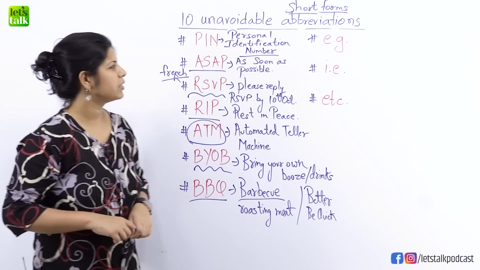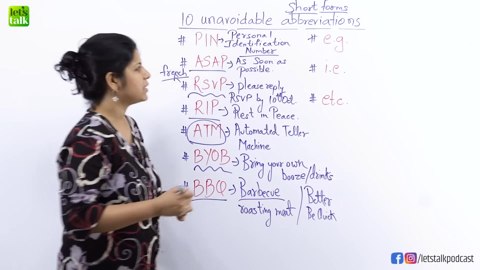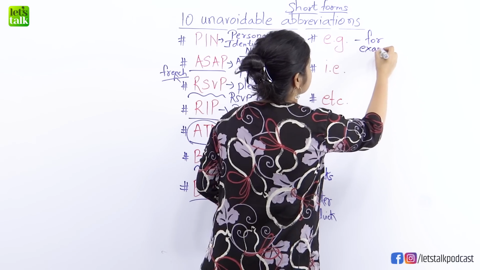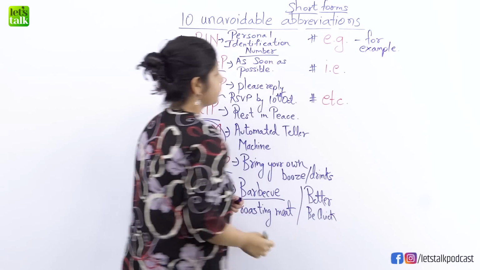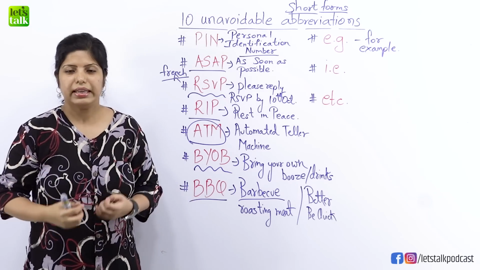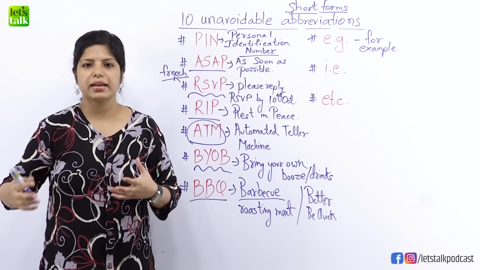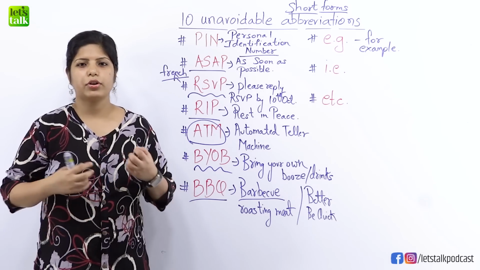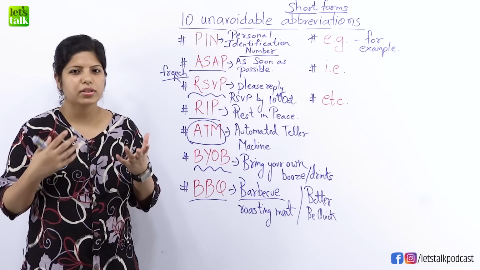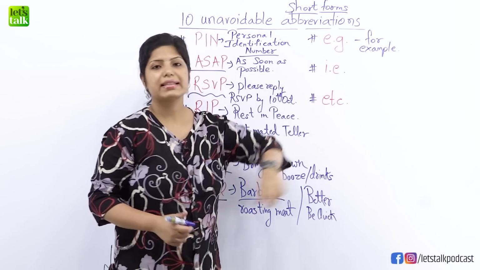And then we have E.G. So, what does that mean? It means, for example. Now, this is normally used only in the written form. Like when I'm speaking, I can't say, I need to buy some shirts, E.G. formal shirts, informal shirts. I can't say that. It is just incorrect. However, in the written form, you can use this to say, for example.